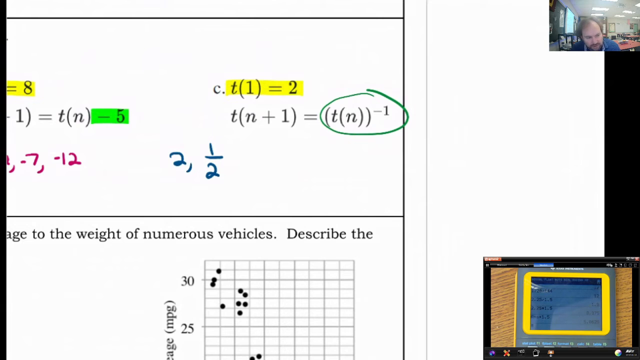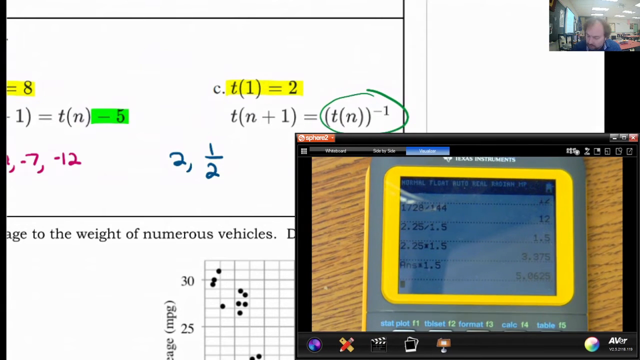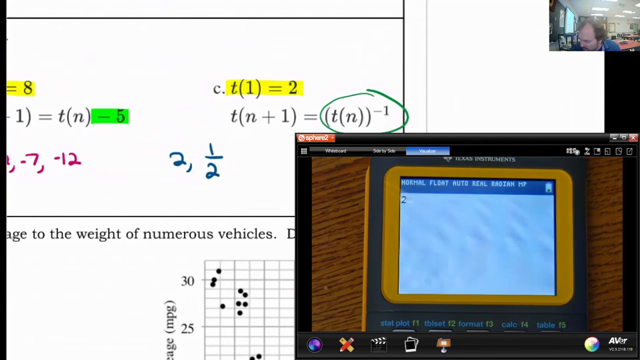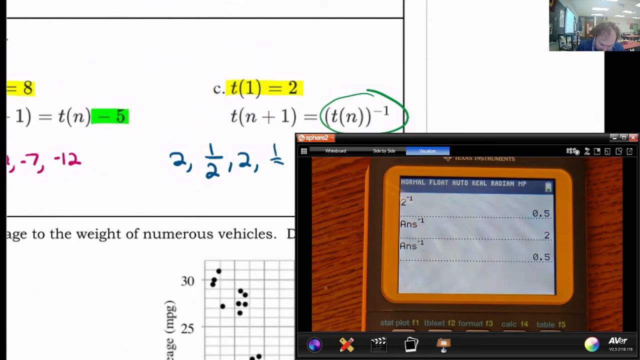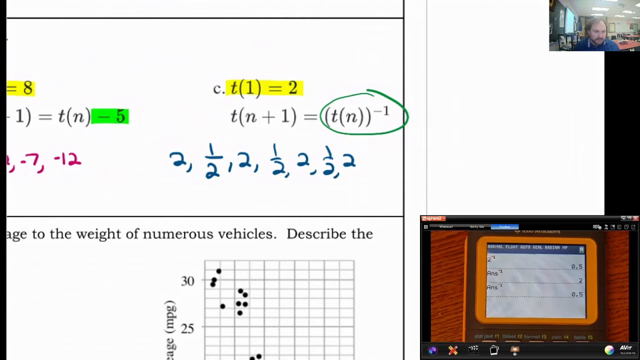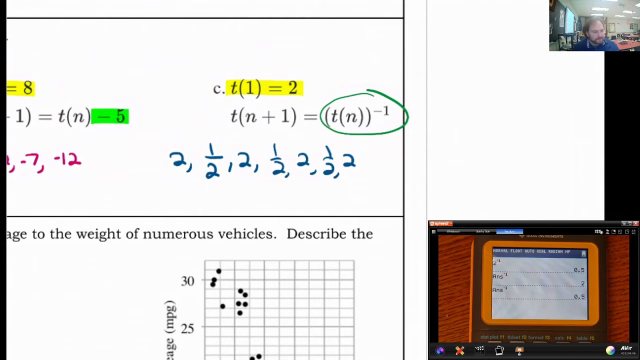Now, this might be a good one to use the calculator for, honestly. So you start off with 2, and you raise that to the negative first power, and you get 0.5, which is 1/2. If you raise that to the negative first power, you get back to 2, which is interesting. And if you do it again, you get back to 1/2. And then you do it again, and you get 2 again, and then 1/2, and then 2, and so on and so on. It's actually kind of a cool sequence, but does require you to recognize that pattern.